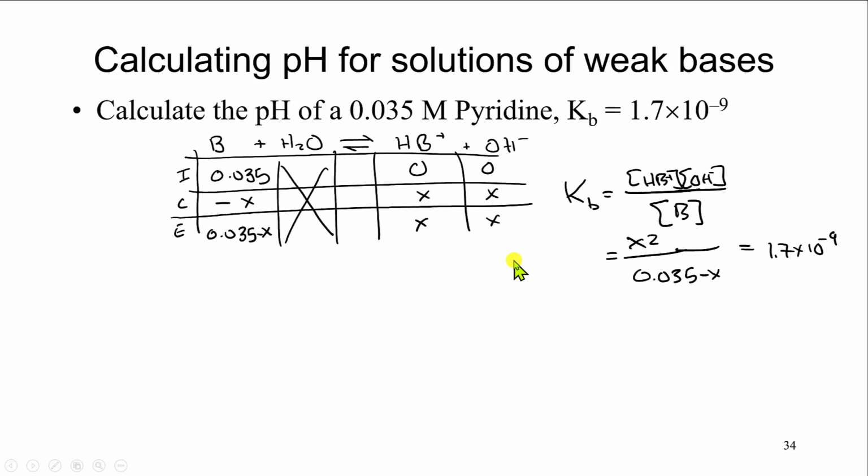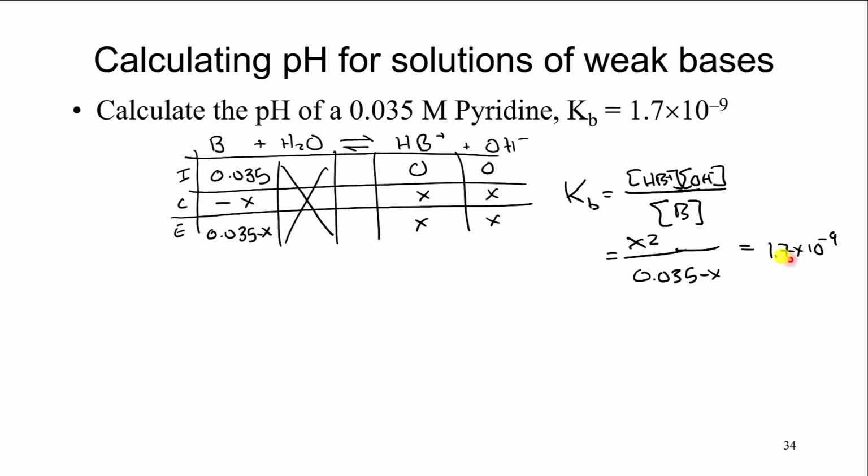Okay, so that's the solution. Now, I started with my base ionization reaction. I put in my initial concentration and assumed these are 0. Again, it's minus x and then x and x, so it's 0.035 minus x at equilibrium and then x and x at equilibrium. The Kb expression is generally always the same because the reaction is generic. And then you just plug in the value. So you get x squared over 0.035 minus x. That's equal to 1.7 times 10 to the minus 9.